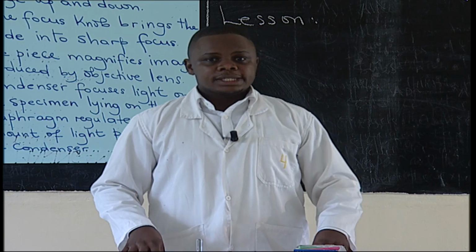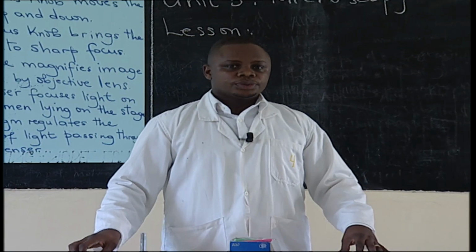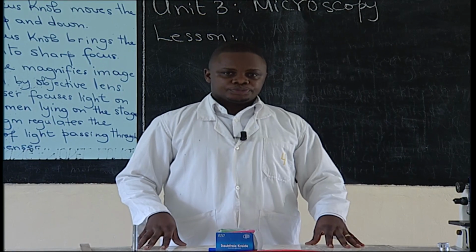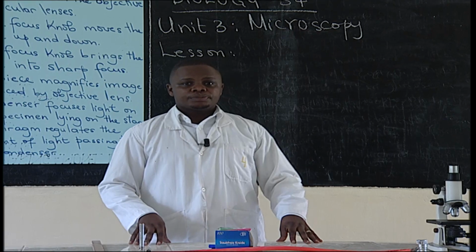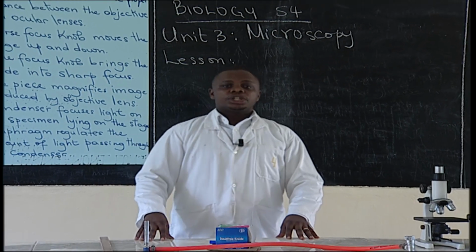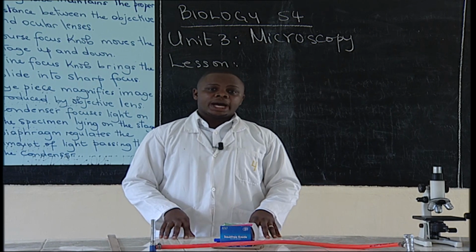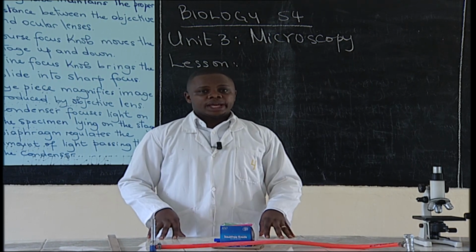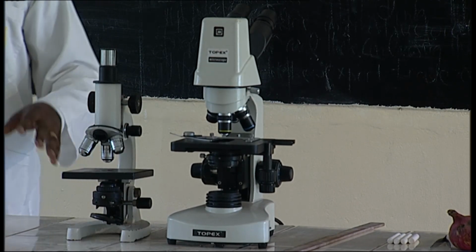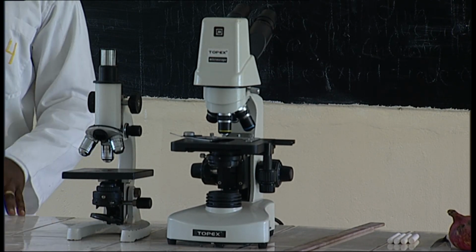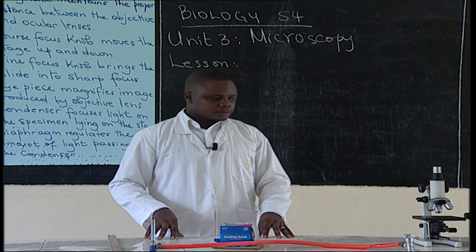So it is in that case that scientists developed what we call a microscope. And a microscope is able to make those tiny organisms we can't see with our eyes big, so that we are able to see their structures, we are able to see internal parts of their body.